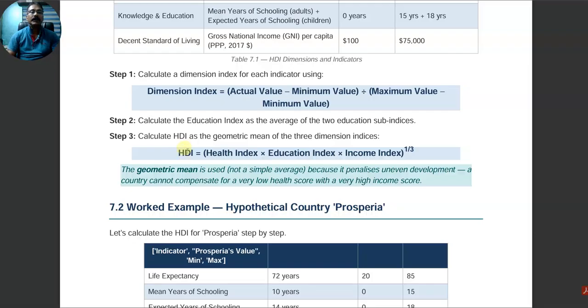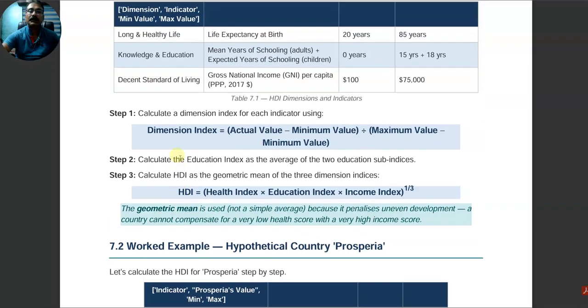So the formula is HDI equals the health index into the education index into the income index, whole to the power 1/3, that is the geometric mean. The geometric mean is used, not a simple average, because it penalizes uneven development. A country cannot compensate for a very low health score with a very high income score.